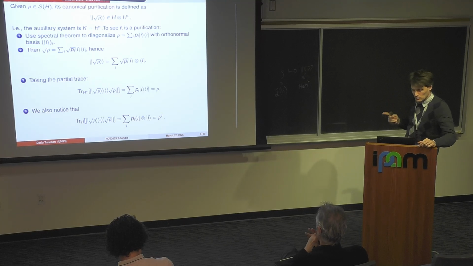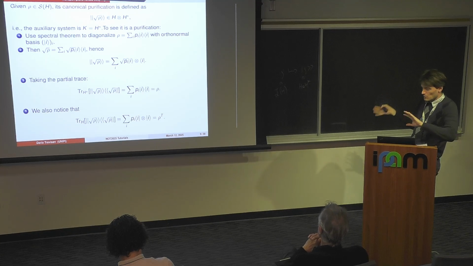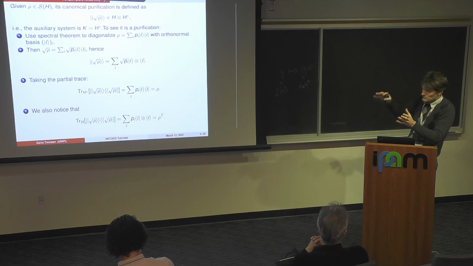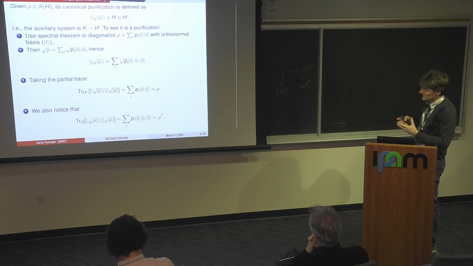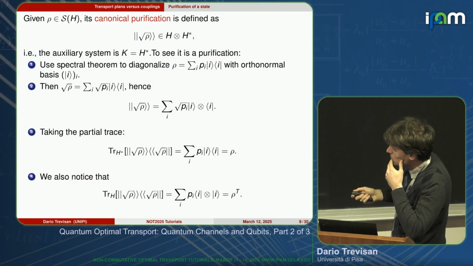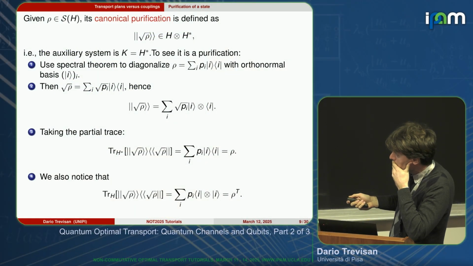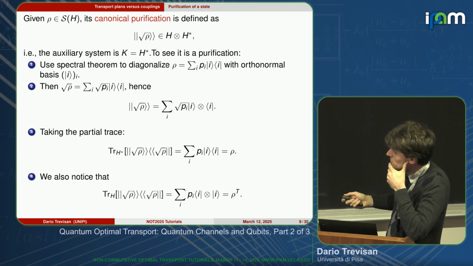How is the square root of the operator defined? If you want, you take a basis, you diagonalize, and you take the square root of the eigenvalues. So you use the spectral theorem, spectral calculus, to define this square root. Okay, this is the so-called canonical purification. And K, our auxiliary space, is really the dual of H. Now, how does it work?